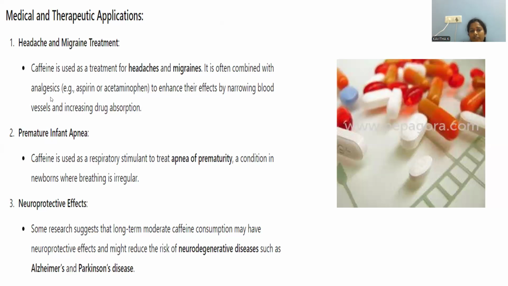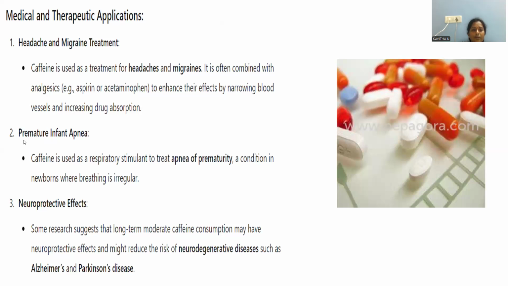During the pharmaceutical usage of analgesics, if we blend caffeine with the analgesic, what happens? It enhances the pain relieving tendency. It is an added advantage to that pain relieving tendency, enhancing the effects by narrowing the blood vessels and increasing the drug absorption. Effective absorption of the drug wherever it is required inside the human organs is also improved by that alkaloid called caffeine. Caffeine finds multi-dimensional applications here.